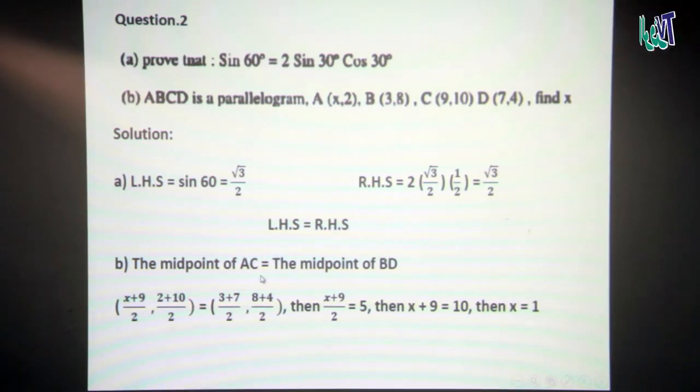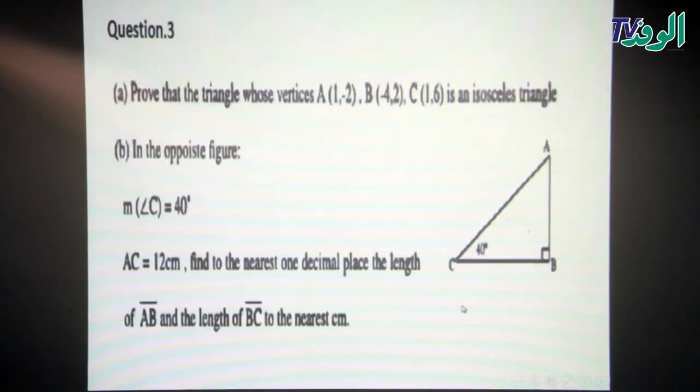يبقى midpoint of AC it's x plus 9 over 2, 2 plus 10 over 2, equals midpoint of BD is 3 plus 7 over 2 and 8 plus 4 over 2. Then we have two equal ordered pairs, then the first equals the first, I mean x coordinate equals x coordinate, we can get this equation. Solve it for x, x is 1. Let's start question number 3.